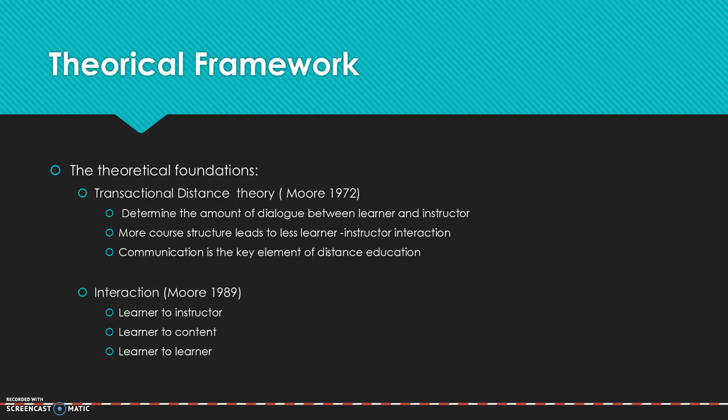That is where Moore went on to develop the interaction theory, a model where he talked about the importance of learner to instructor, learner to content, and learner to learner. The learner to instructor interaction, which is going to be my focus in this particular study, he said is perhaps the most important, the most distinguishing factor that makes a student do well in their class.